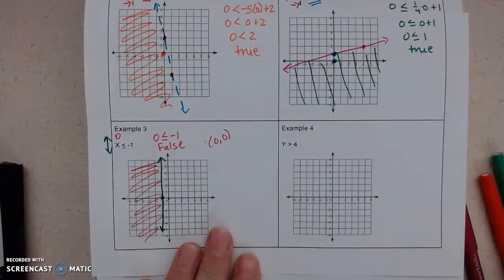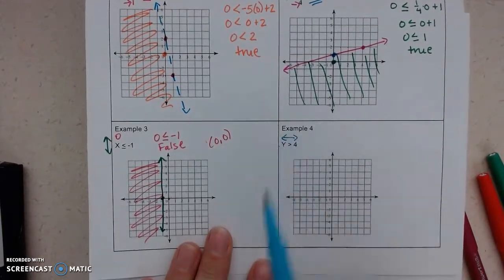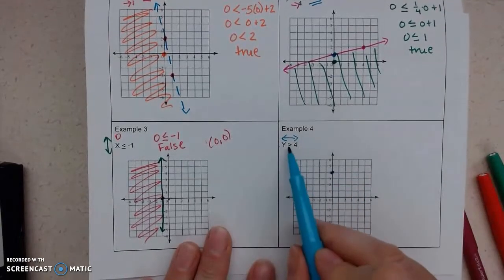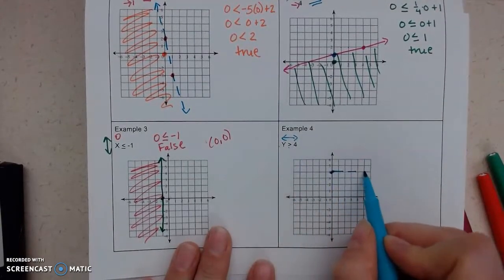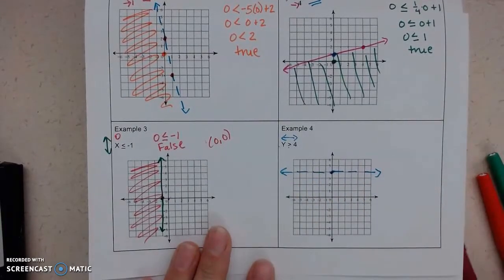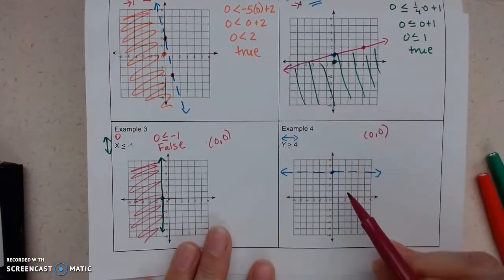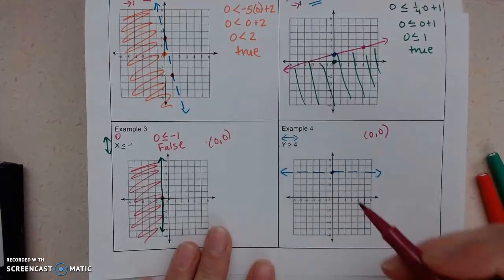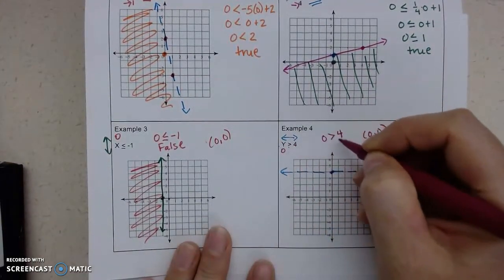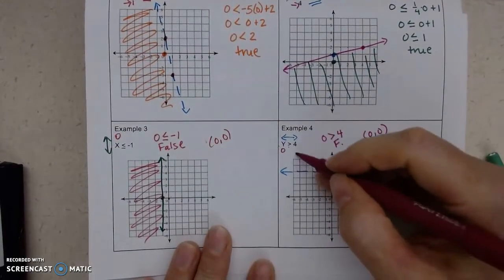All right. And then when we have y is greater than 4, remember that is a horizontal line. So I go to the y-axis of 4, and it's going to be dotted since we don't have a bar. And same thing, I'll pick 0, 0. If 0, 0 is on your line, you just have to pick another ordered pair. So is 0 greater than 4? That is false. So 0, 0 is below the line, so we're going to shade above it.